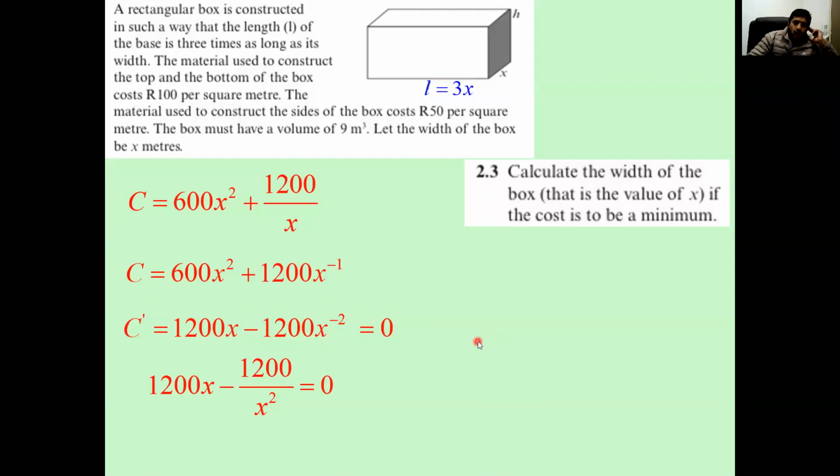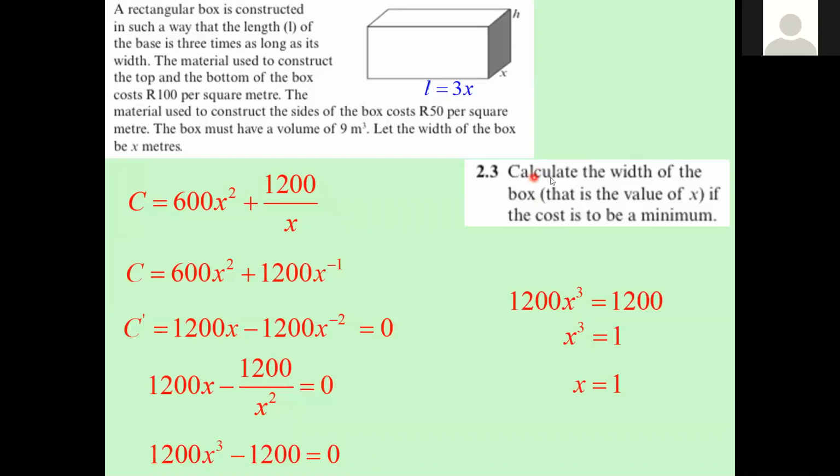Okay, so moving on. I found a common denominator of x squared. So I multiplied this by x squared, will give me 1,200x cubed. And if I multiply this expression by x squared, we're going to have minus 1,200, which is equal to 0. Next, we're moving the minus 1,200 to the other side, becomes plus. Divide both sides by 1,200. You got x cubed to be 1. Finding the cube root of x, and that should give me 1.